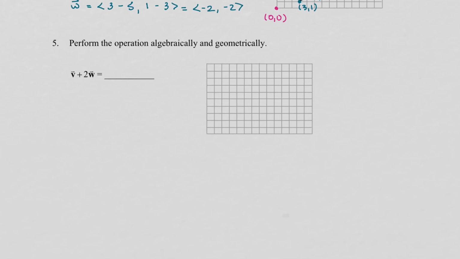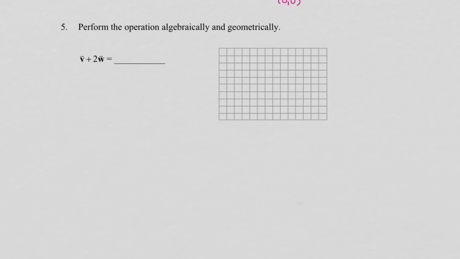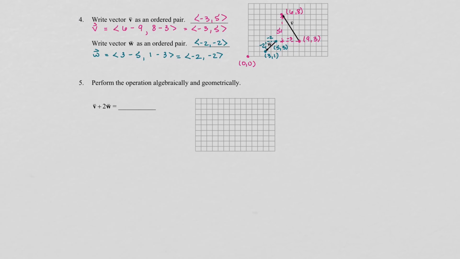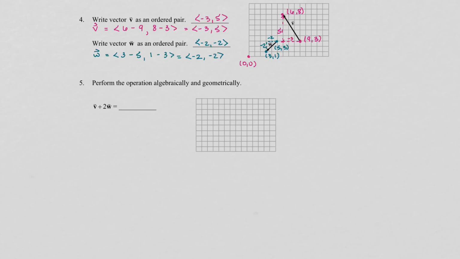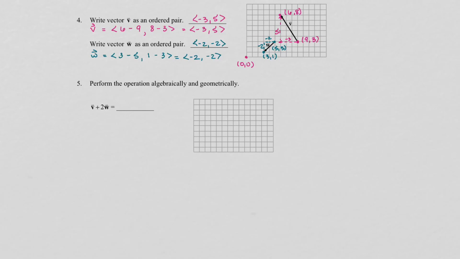All right, so for number 5, they want us to perform the operations algebraically and geometrically. So I'll show you algebraically with the points, and then we'll talk about it geometrically as well. So if you have your vector in component form, addition, you just add x's and y values together. And the same thing with multiplication, you just multiply by the x and y values. You treat those chevrons as parentheses. So for vector v, our vector v is negative 3, 5.